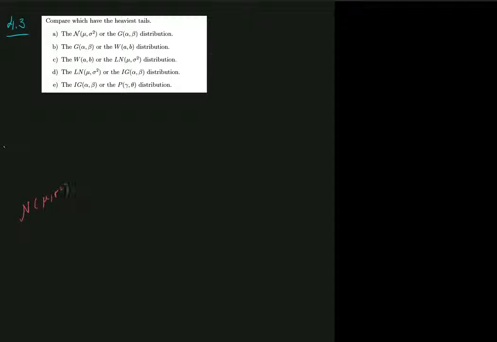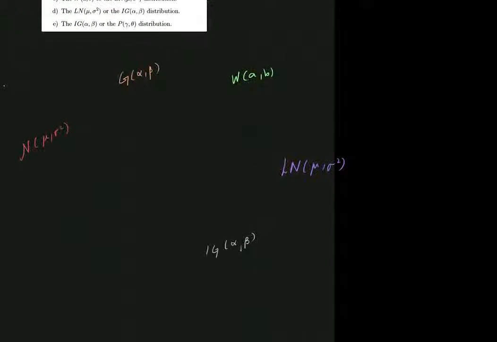So we have the normal distribution, and we have the gamma distribution, and we have the Weibull distribution, the log normal distribution, and we have the inverse gamma distribution, and the Pareto distribution.